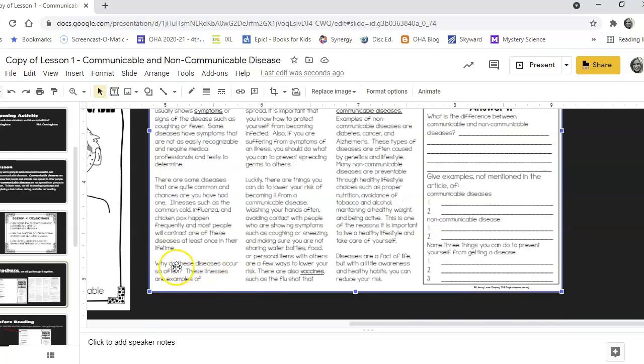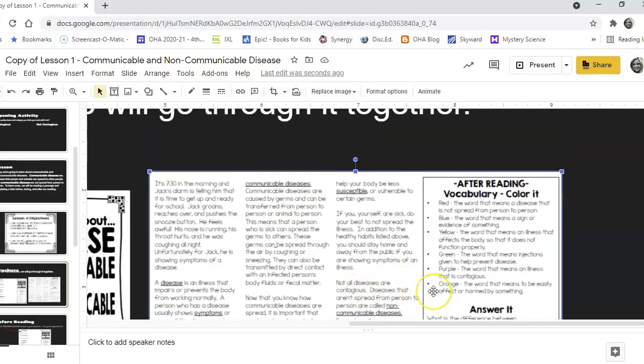Why do these diseases occur so often? These illnesses are examples of communicable diseases. Communicable diseases are caused by germs and can be transferred from person to person or animal to person. This means that a person who is sick can spread the germs to others. These germs can be spread through the air by coughing or sneezing. They can also be transmitted by direct contact with an infected person's body fluids or fecal matter.